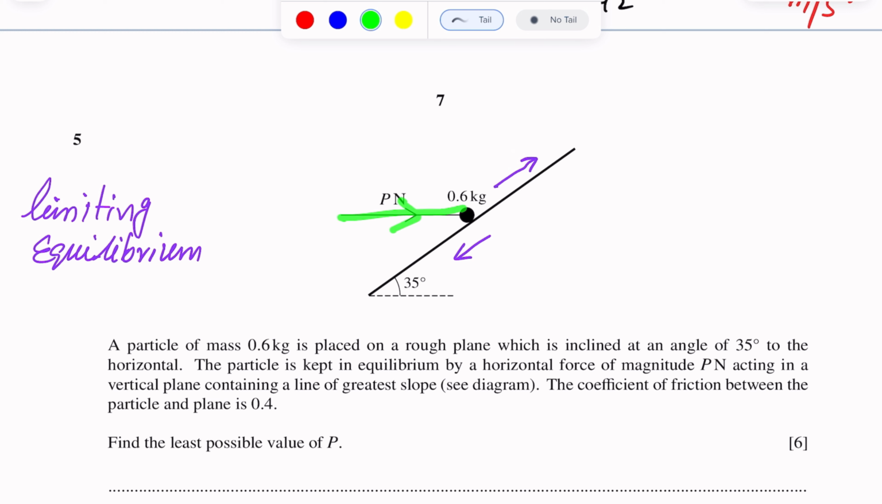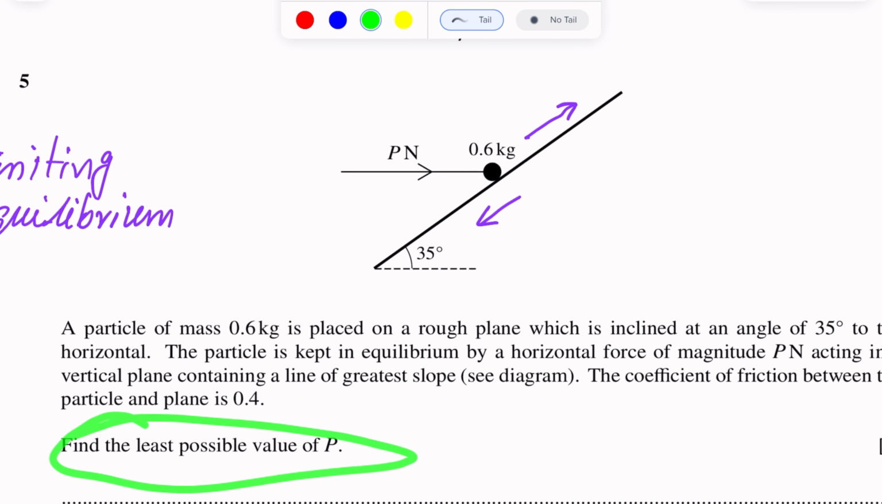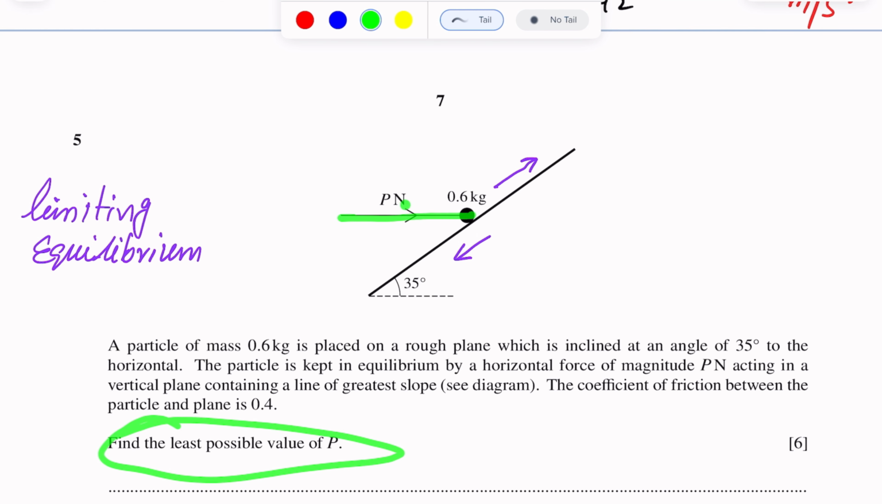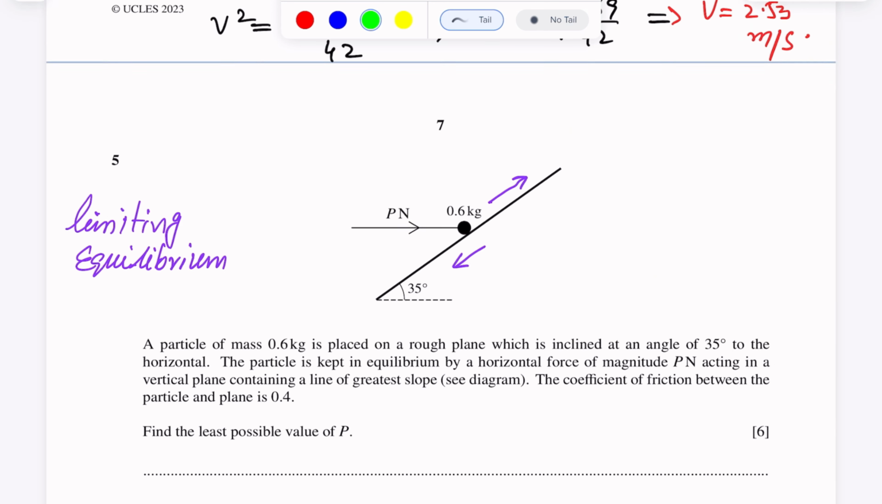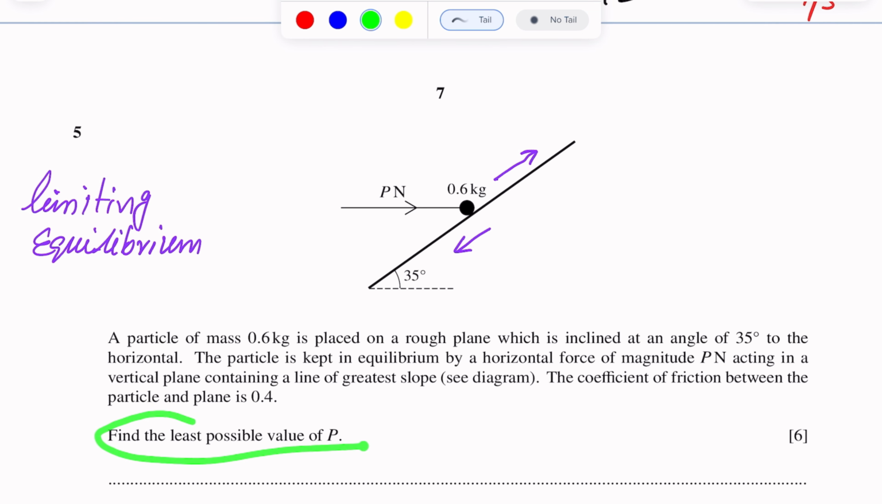If we increase this P, the tendency to movement will be upward, and then there will be the greatest possible value of P. But we have to find the least possible value of P. So we decrease this horizontal force that acts on the particle, and we can find the least possible value of P. So we will consider the tendency to movement of the particle downward, not upward.